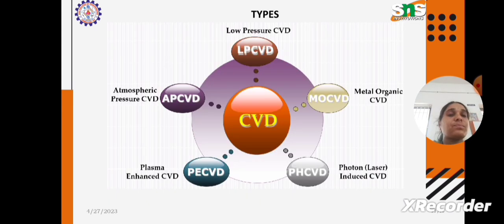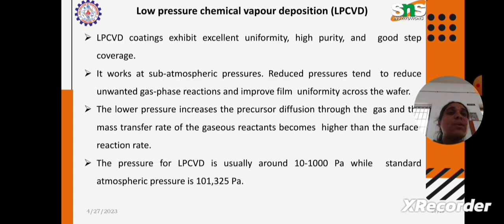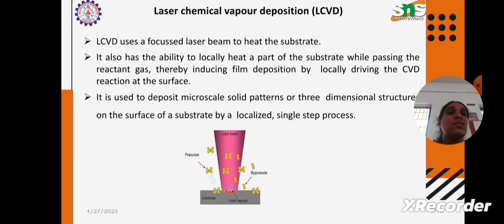And these are the types of CVD: low pressure CVD, metal organic CVD, atmospheric pressure CVD, plasma enhanced CVD, photon and laser induced CVD, etc. And this is the atmospheric pressure chemical vapor deposition, low pressure chemical vapor deposition, metal organic chemical vapor deposition, and laser.